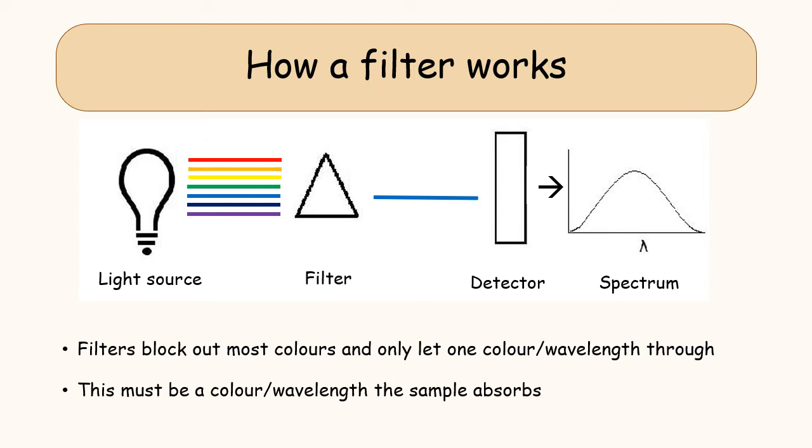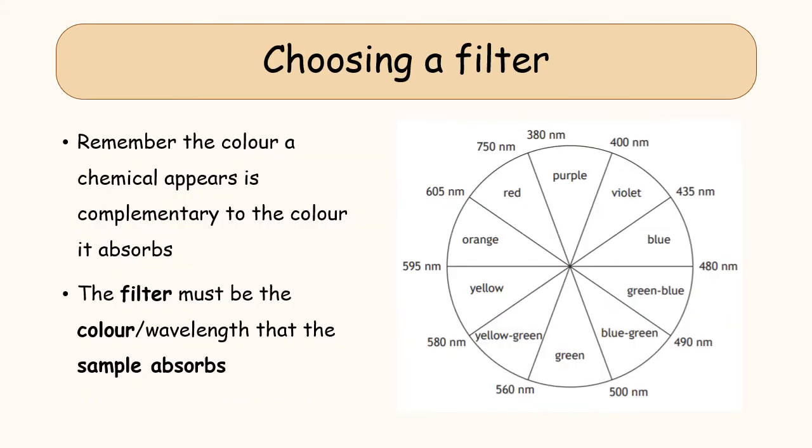You want to choose the colour filter that your sample is going to have the highest absorbance for, because that will give you your most reliable information. So how do we know how to choose a filter? Well, remember from transition metal complexes, the colour that a chemical appears is complementary, which means opposite, to the colour it absorbs. So whatever colour a sample is, you look on the opposite side of the colour wheel, and that will tell you what filter to use.